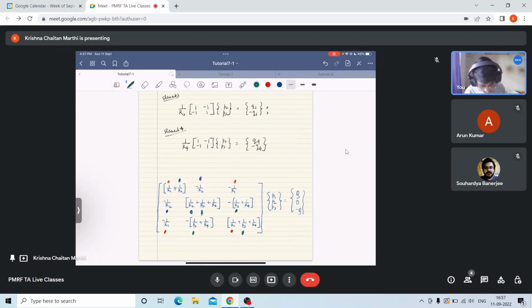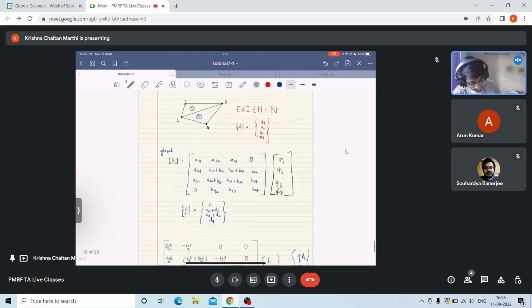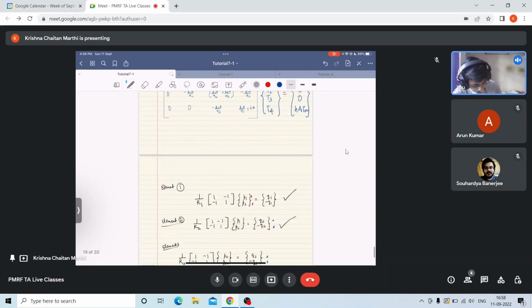For element 4, let us represent it by gray color. So element 4 has plus 1 by r4 p2, minus 1 by r4 p2, this element will be minus 1 by r4 p2, and this one will be 1 by r4 p3. Basically I am performing the assembly like this for the 4 elements.